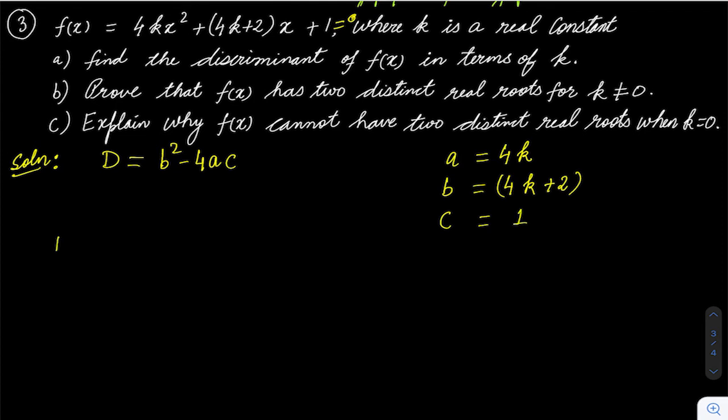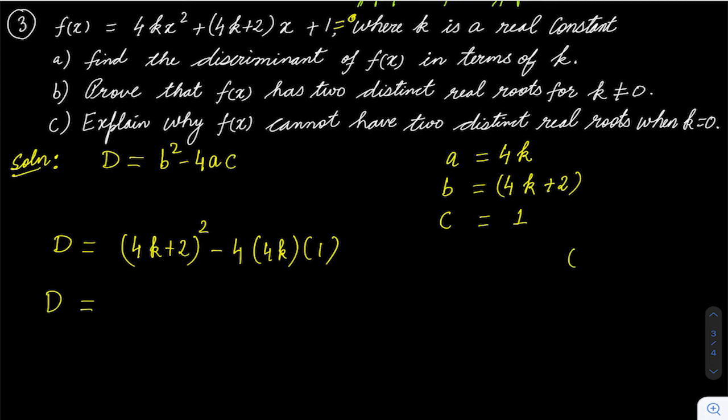Now let's find the discriminant. So the discriminant is b square, that is (4k plus 2) whole square, minus 4 times a, which is 4k, and c, which is 1. So this is my answer. Let's simplify this. Now this is (4k plus 2) whole square.